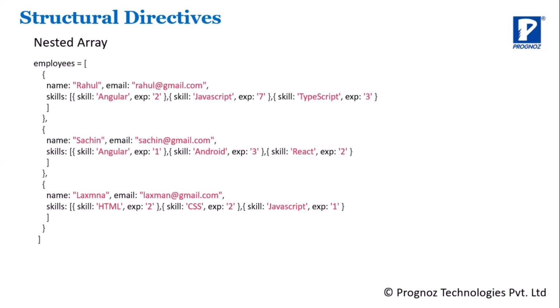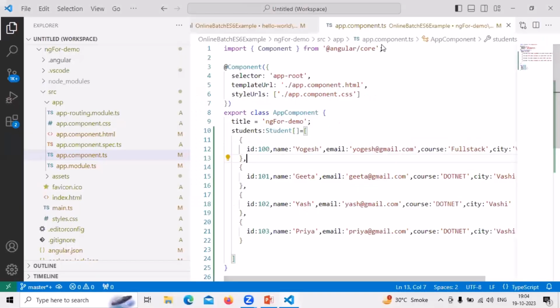That is ngIf and ngSwitch. We need to discuss them, as well as how to implement the nested array concept. A nested array, an array inside an array, is basically called a nested array. So how do we implement that? We are going to discuss it here. First of all, we have to create a project.